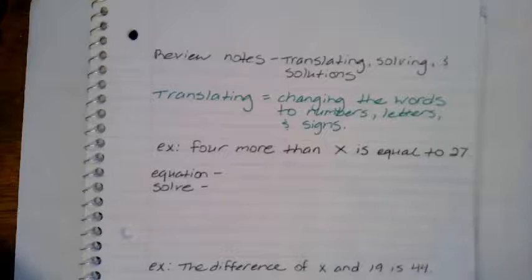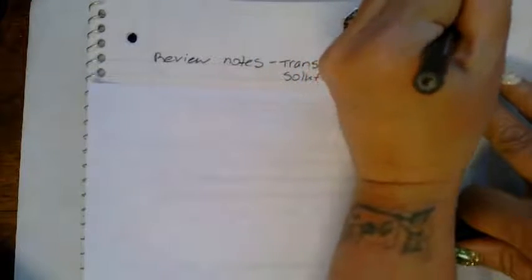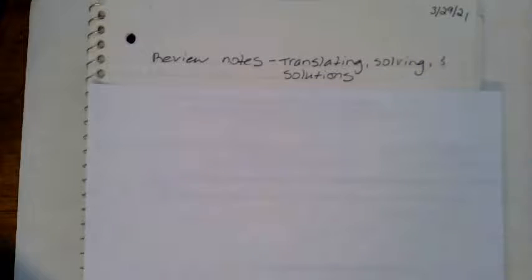So let's start our notes. Let's start with just the title first. The date for this one is going to be Monday the 29th for you, so it's going to be 3/29/21. Go ahead and write down the date. Then I want this title: review notes, translating, solving, and solutions.